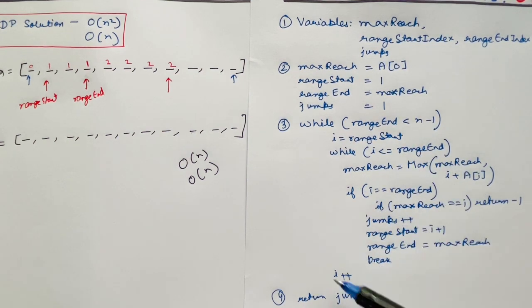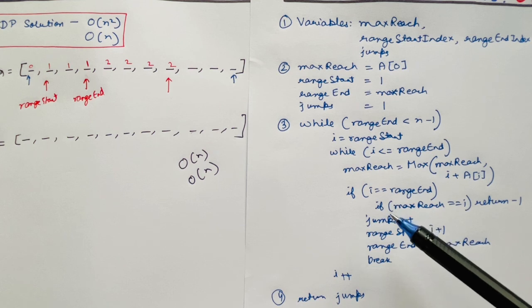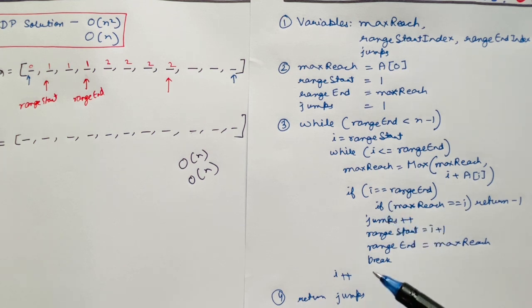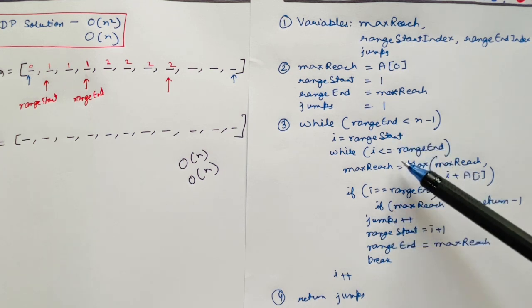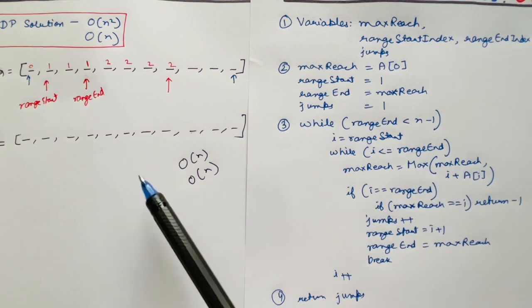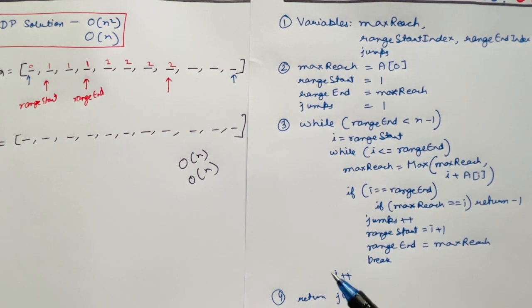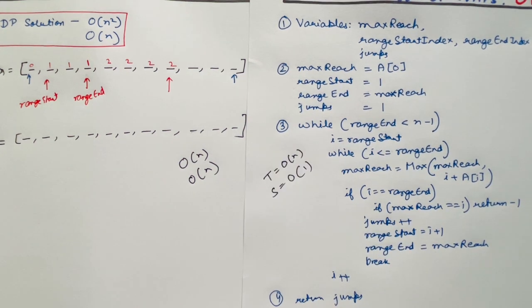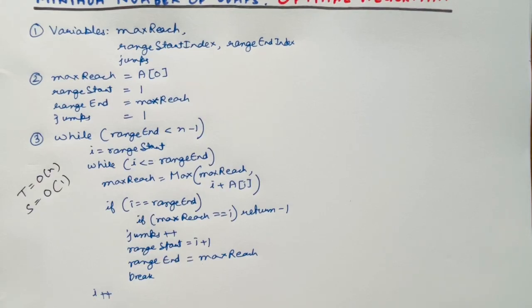Now this is solving the problem in big O of n time complexity. It may seem like nested loops, but if we see carefully, every index is being traveled only once. Therefore, this is big O of n time complexity. And further, space complexity is constant because we are not using any other storage except a few variables. So this is our complete algorithm for the optimal solution for minimum number of jumps.